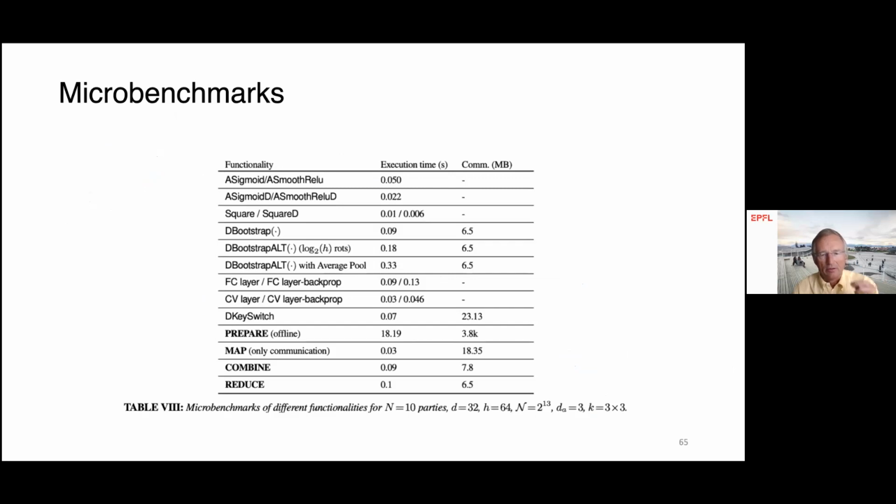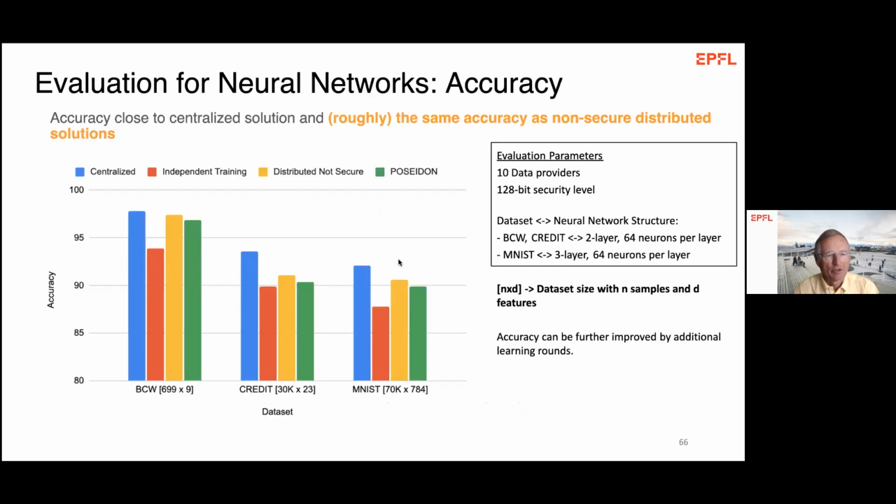So we made benchmarks of this whole thing, checking how much each of the operations is going to cost. I'll spare you the details, but I'll show you some plots. And then we have again the evaluation for the neural networks in terms of accuracy, with the centralized independent training, distributed not secure, and POSEIDON, which is the distributed secure. And as you can see here, the situation is a bit less favorable in the sense that there may be a loss in terms of accuracy, and we're still working to improve this.